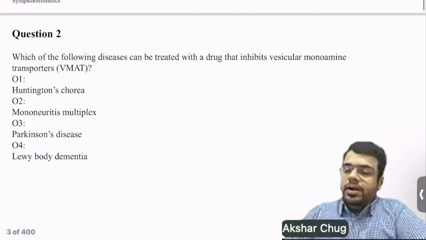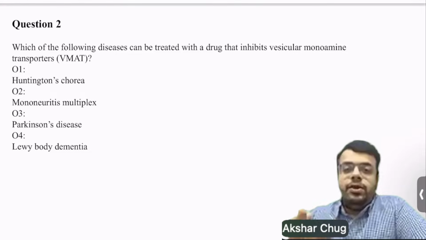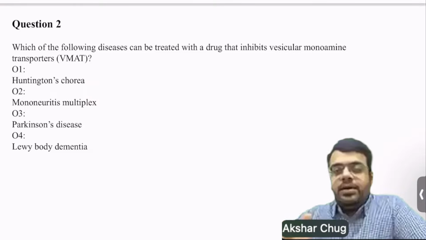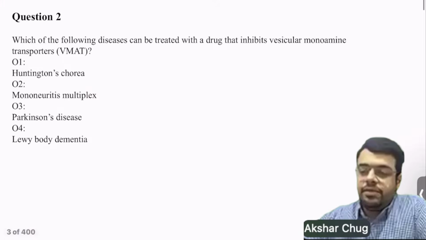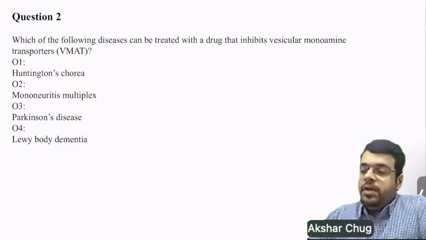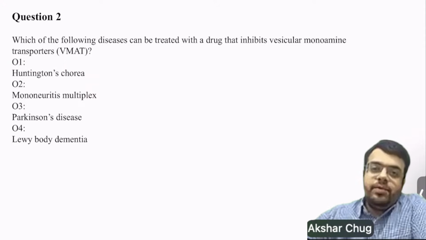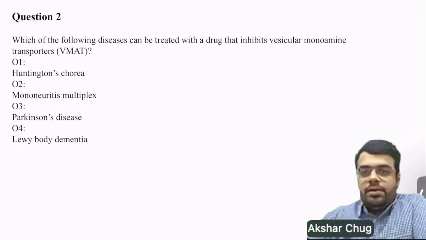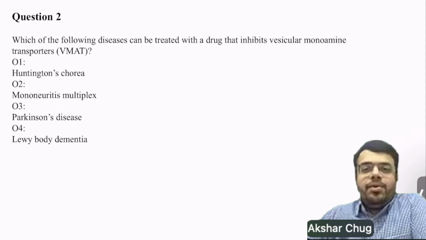So in Huntington's chorea, there is excess dopaminergic activity, right? So we need to break it. So in Huntington's chorea, we will use VMAT inhibitors in order to reduce the dopamine levels in the brain. So answer of this question will be Huntington's chorea. Now, VMAT inhibitors are also used in another condition, which is tardive dyskinesia, which is a chronic side effect of taking antipsychotics. So over there too, we use these vesicular monoamine transporter inhibitors.